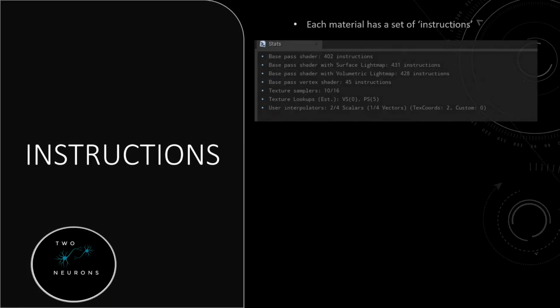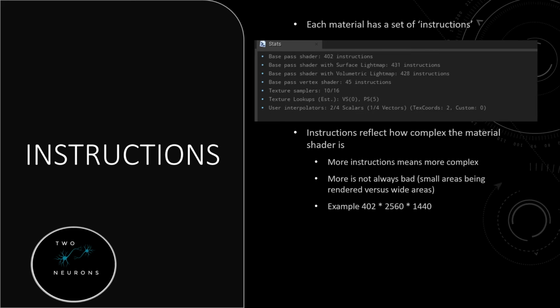Every material has a set of instructions. This is the example from the prep file for our water material. So you can see it's a fairly complex material with 402 base instructions and 420 to 430 around our light mapping. All right, so what are instructions exactly? Well, it's a reflection of how complex the material shader is. It is what you are telling the computer to do every frame.